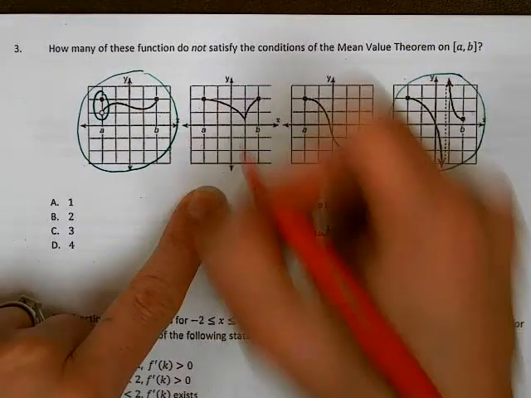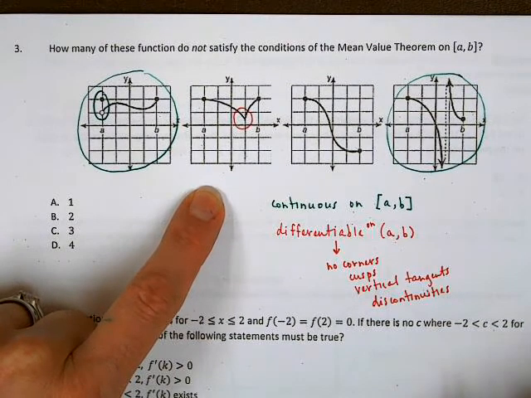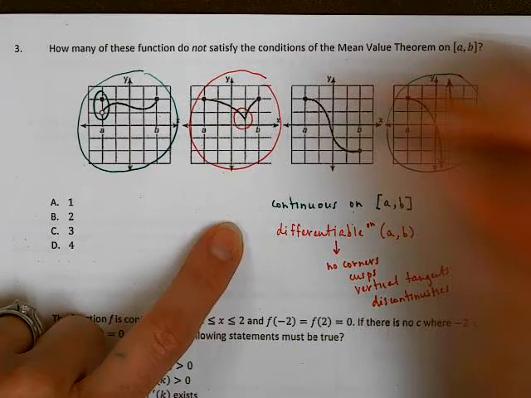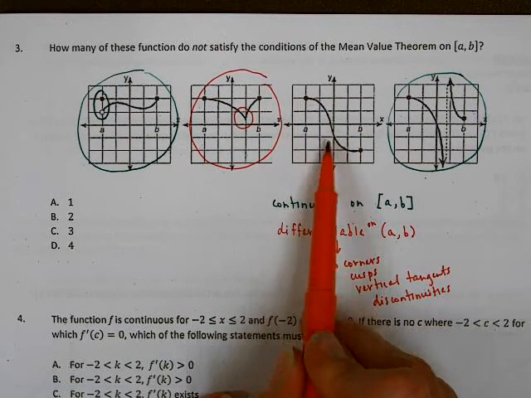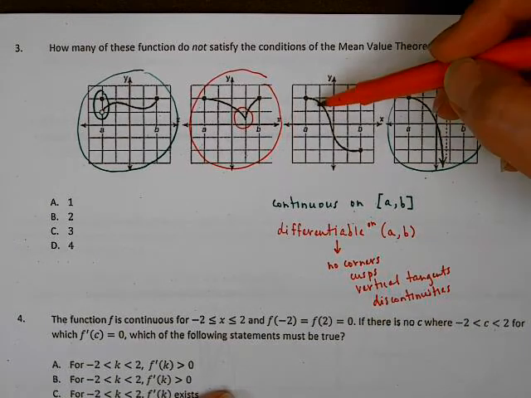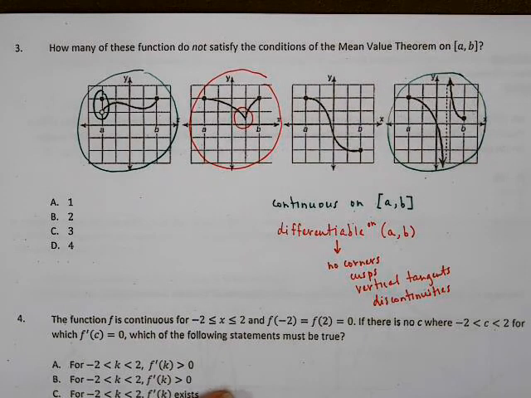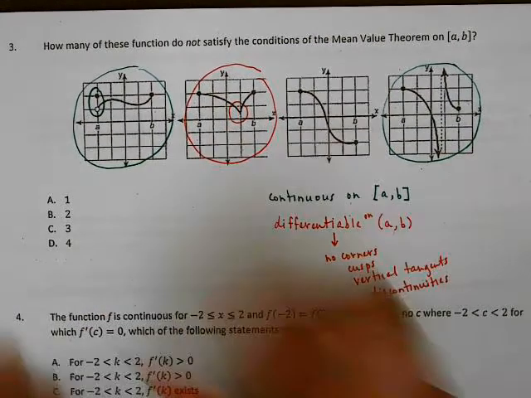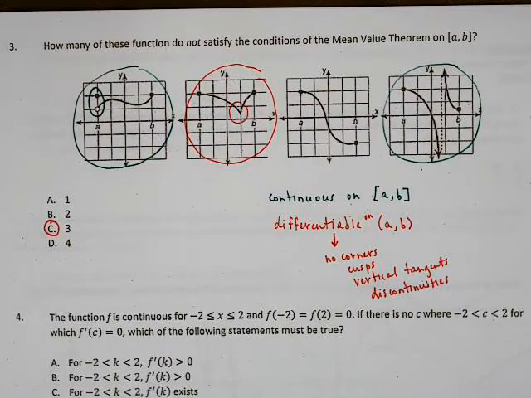Now in the second graph, I see that I've got a cusp happening here, which means my derivative is not going to be defined at that point, so I'm going to fail my second condition. Now the third one, we have to be careful. If this were more extreme, we might be worried about a vertical tangent, but we're going to have a defined slope at every point along that curve, so this function would satisfy the conditions, which means we have 1, 2, 3 functions that do not satisfy those conditions.